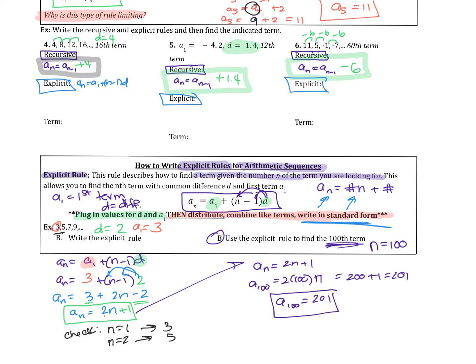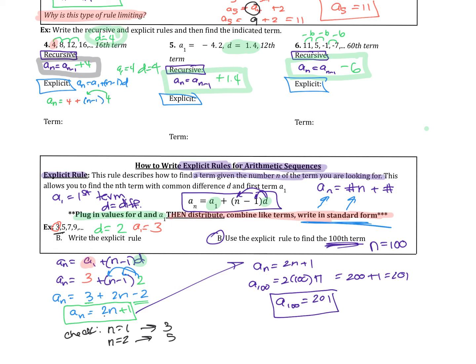So we already identified what D is, right? We said that D is 4, and I'm going to point out what the first term is. The first term, A sub 1 is, okay, that is really hard to read. Let's try again. A sub 1 is 4 and D is 4. So A sub n is our first term, which is 4, plus n minus 1 times that common difference, and that common difference in this case is 4.